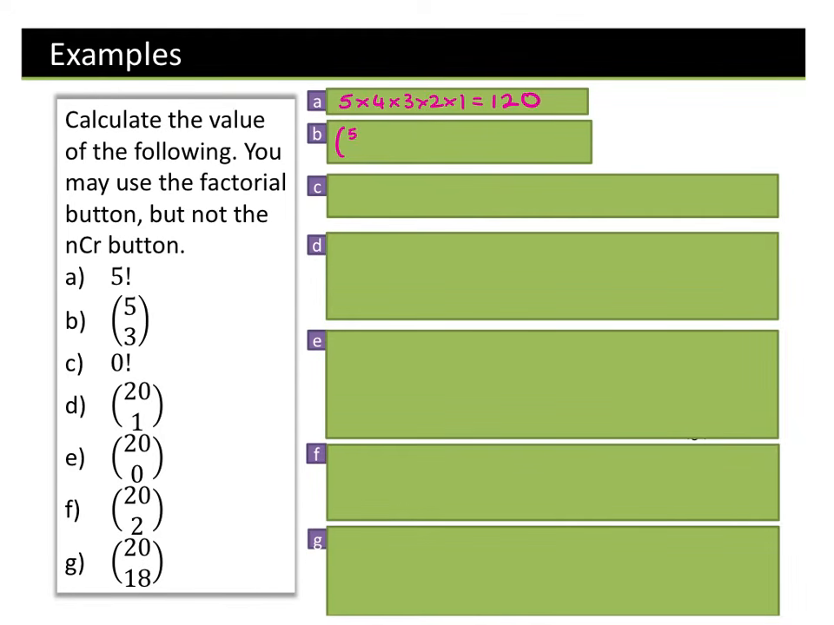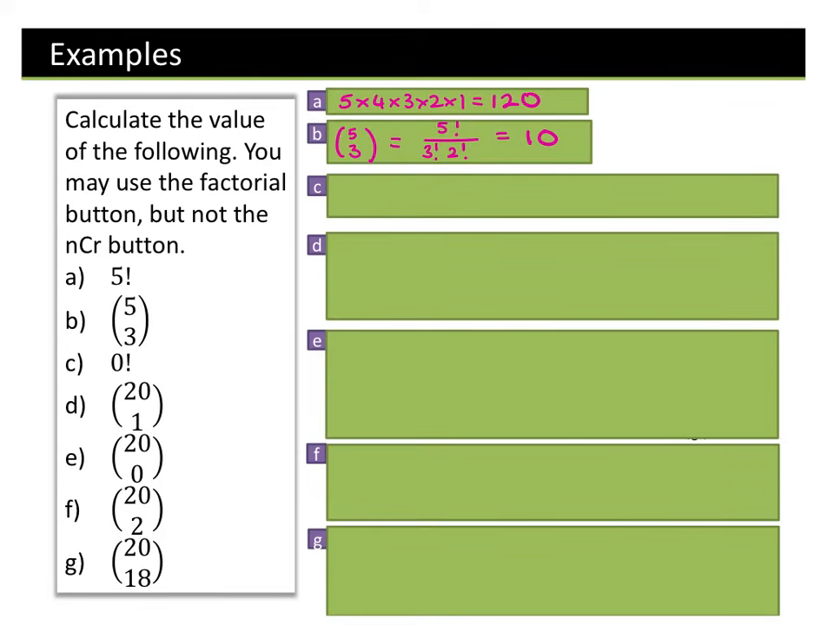I don't know why I've put a fraction, sorry. Okay, we know this is 5 factorial over 3 factorial times 2 factorial. Okay, now you can put that into your calculator if you want. But essentially, we're going to have 120 divided by 12, which is 10. There's a factorial button on the calculator for those that did not know that.